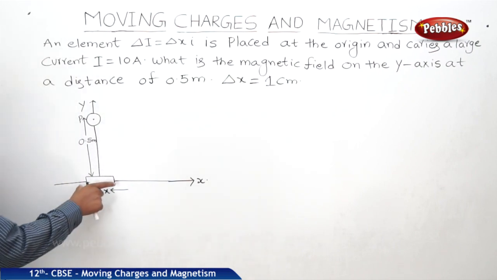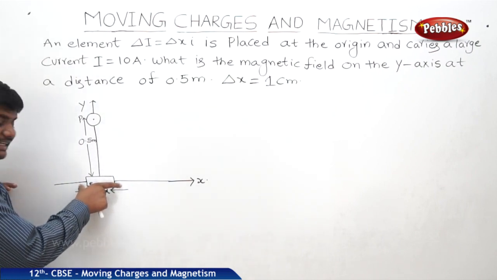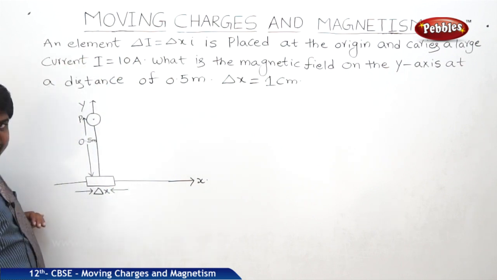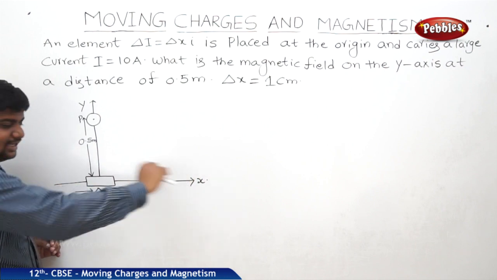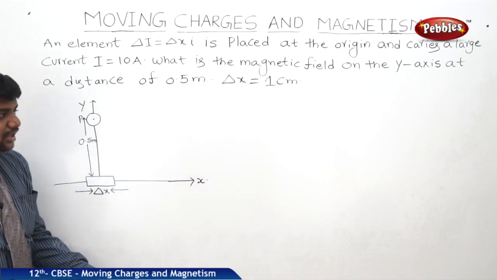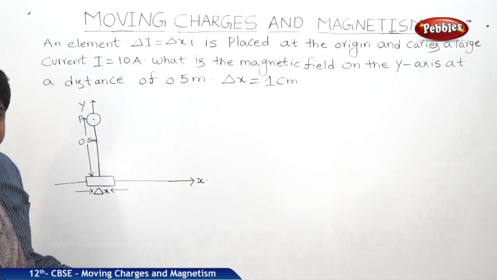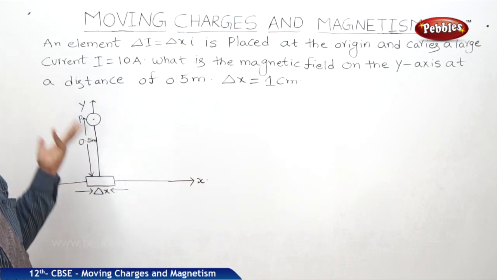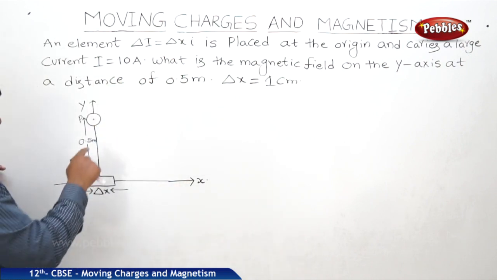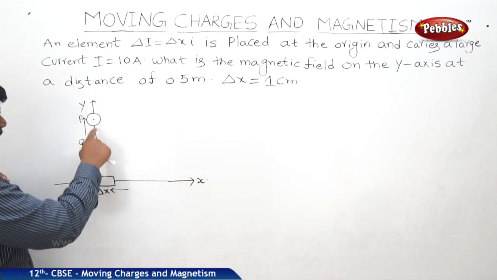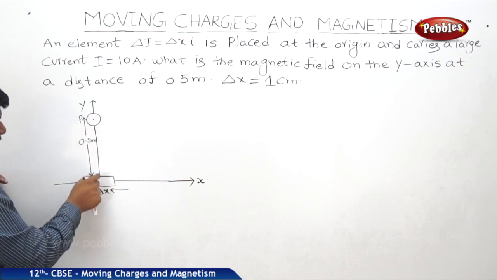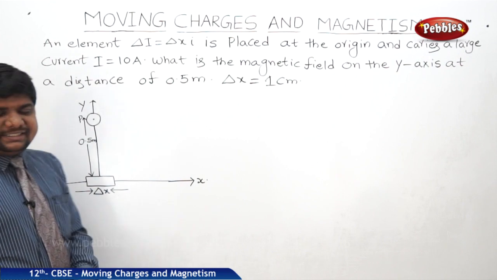See, this is the element which carries the current, where I is equal to 10 amperes. When the current goes like this, the field is always like this. So in the problem we need not apply the theta angle, because he is asking about the direction of the field. The current is 10 amperes, and we should find the magnetic field at a distance of 0.5 meters from the origin along the y-axis.